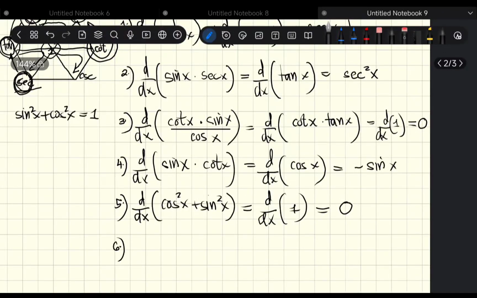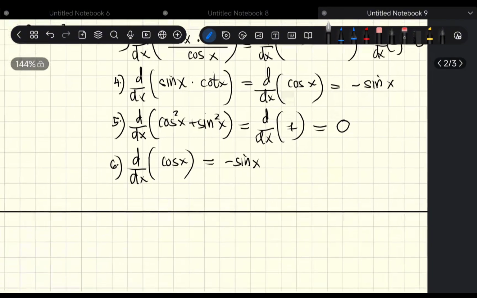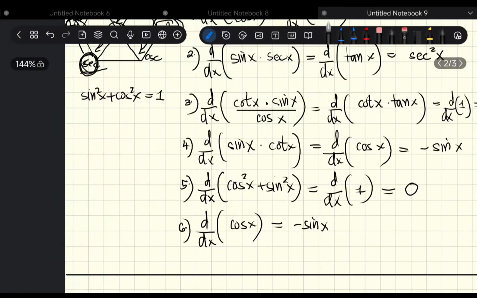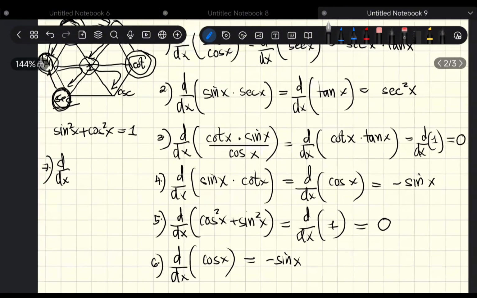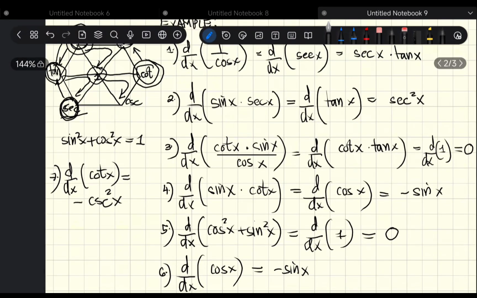Number 6, d over dx of cosine x, that is negative sine x. Number 7, d over dx of cotangent x, that is negative cosecant squared x. Remember, if we have here cot, we're going to move down and we're going to square that.